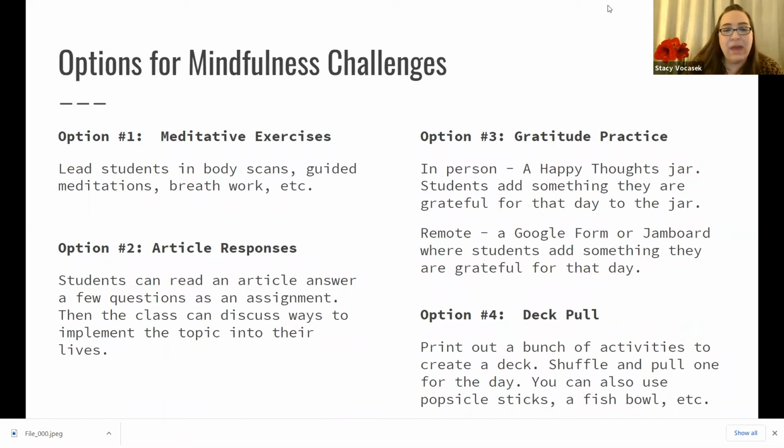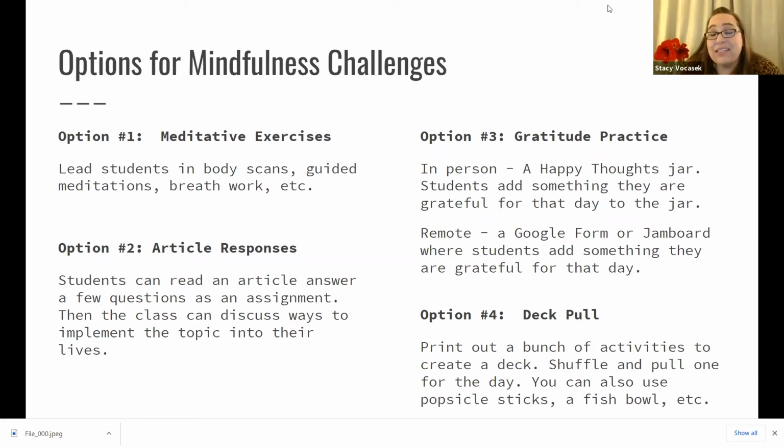For older kids, you might have an article response where there's an article about being mindful or a meditation or something, and they can answer some questions and talk about how they can use that in their lives, right? So sometimes I've had students say, I hate meditating. It doesn't make me calm. Okay, well, let's look at something else. If you know that that's not going to work, what's going to work for you? And you can kind of turn it around on them.